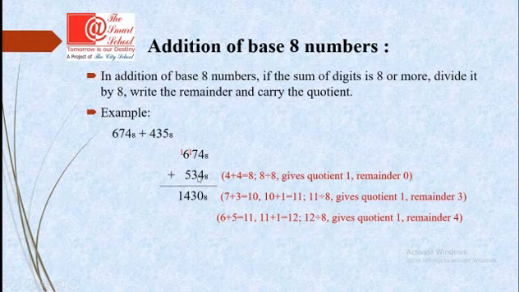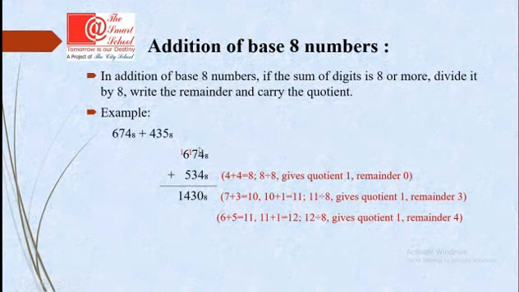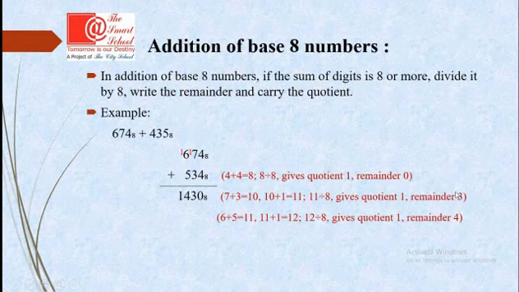4 plus 4 is 8. So we have to divide 8 by 8 and it gives quotient 1 and remainder 0. So the remainder will come over here and the quotient will go over there. Then 7 plus 3 plus 1 is 11, and 11 is bigger than 8, so we have to divide it by 8 and it gives quotient 1 and remainder 3. So 3 will come over here and the quotient, which is 1, will go over there.